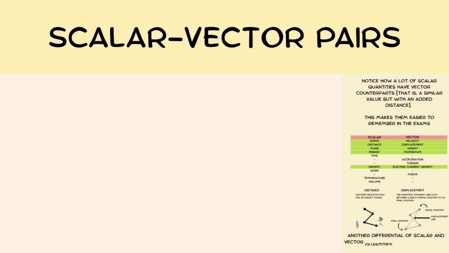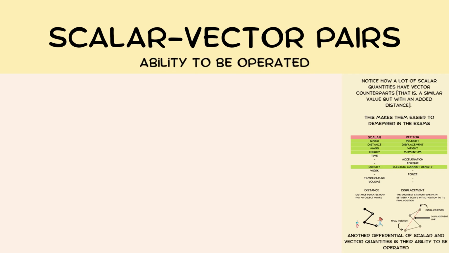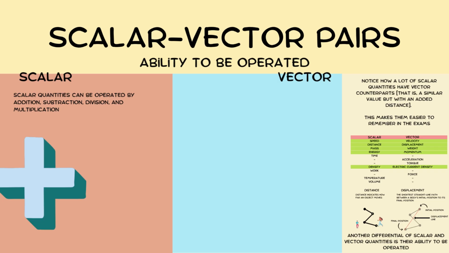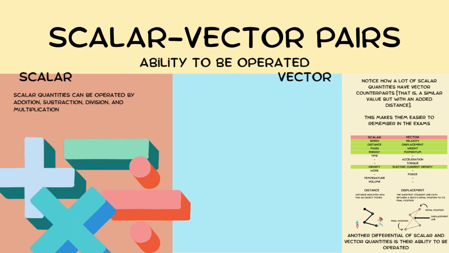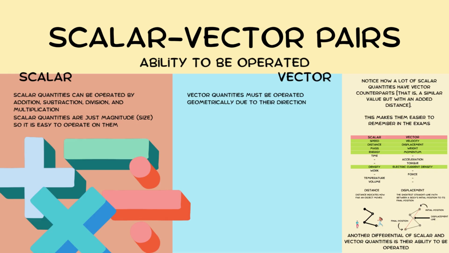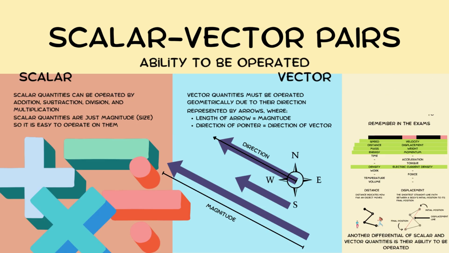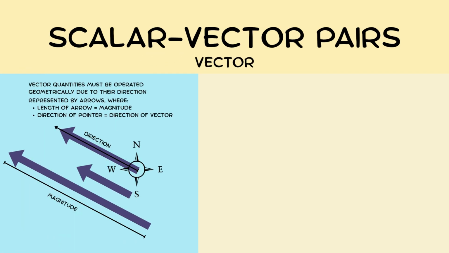Moreover, another difference between these quantities is their ability to be operated. Scalar quantities can be operated arithmetically by simple addition, subtraction, division, and multiplication. This is because these quantities are only magnitude. Vector quantities, on the other hand, are operated geometrically, taking into account their size. They are often represented by arrows, where the length of the arrow indicates its magnitude, and the direction of the pointer represents its direction. Now, with vectors, there are four main points that we must understand.